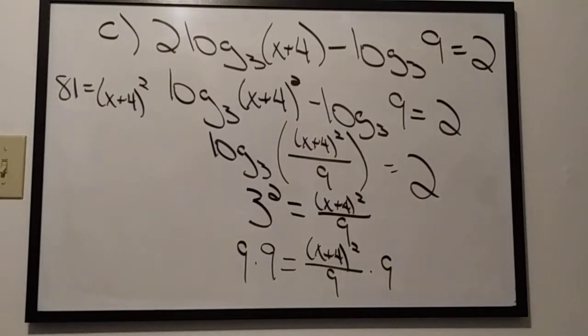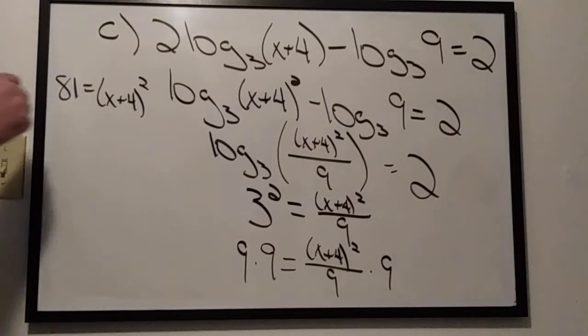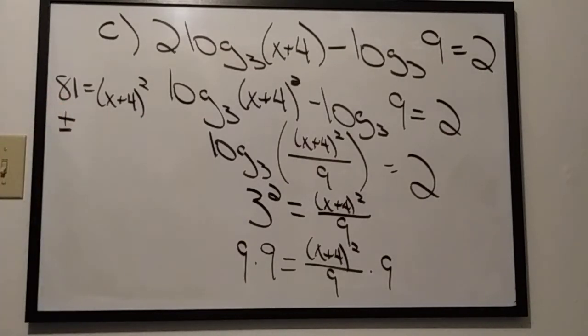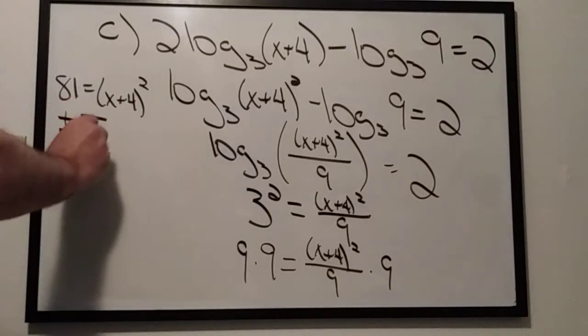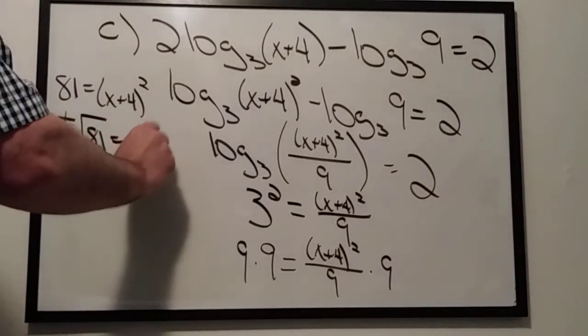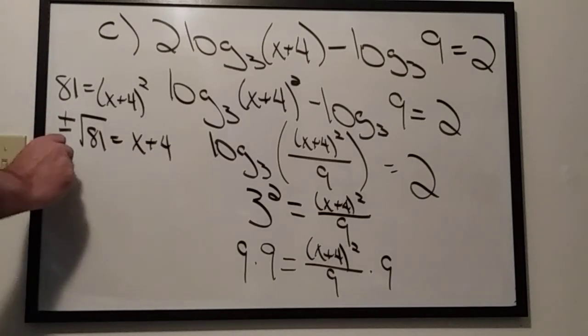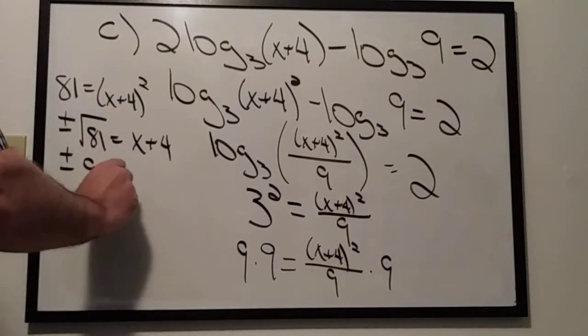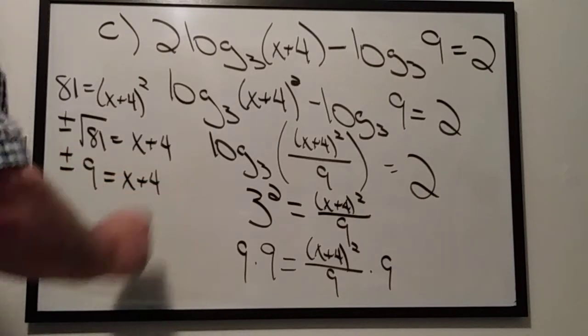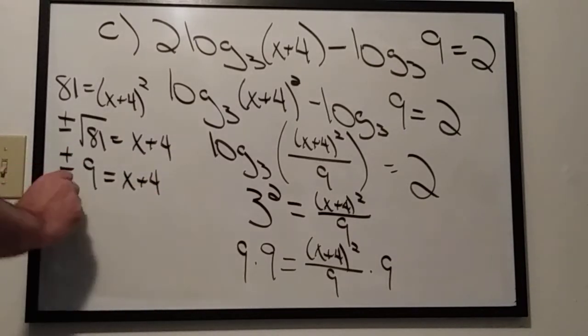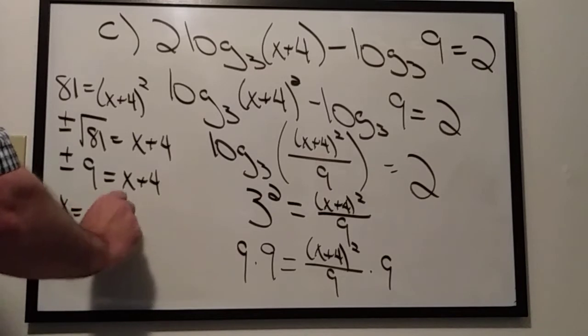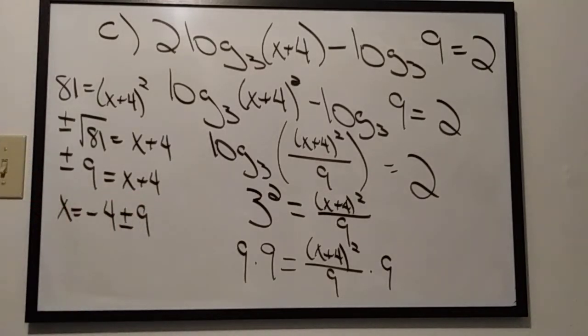problem is set up. So square root property, remember you have that plus or minus symbol that always pops up, and then you have the square root of 81, and that's going to equal the x plus 4. Well, square root of 81, that's 9. So we have plus or minus 9 is equal to x plus 4. Subtract 4 from both sides, and I get that x is equal to negative 4 plus or minus 9.